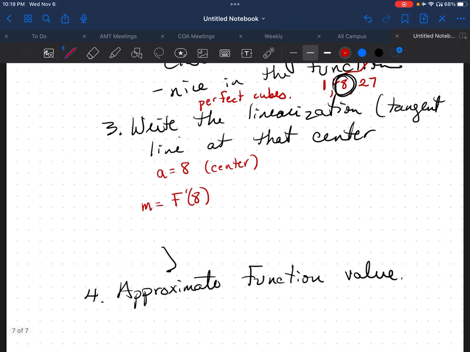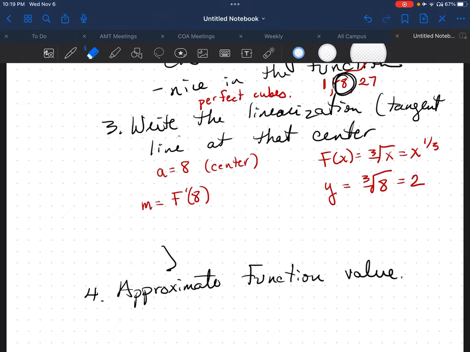So I need to find f prime. We're doing the cube root function, so let me write this down. f of x is equal to the cube root of x, which is x to the 1/3. If I'm finding the y value, let's do this part first. y is equal to the cube root of 8, which should just be 2. So plugging into the original function.